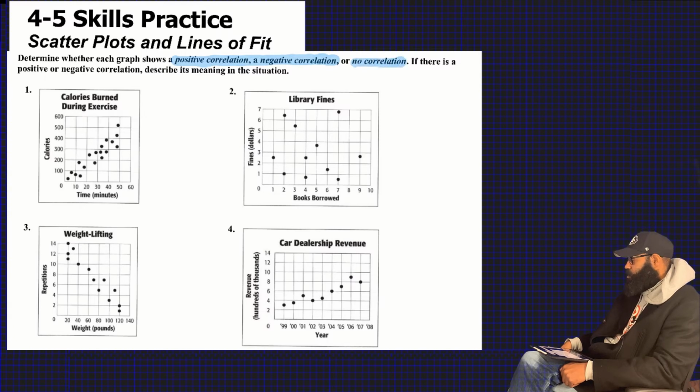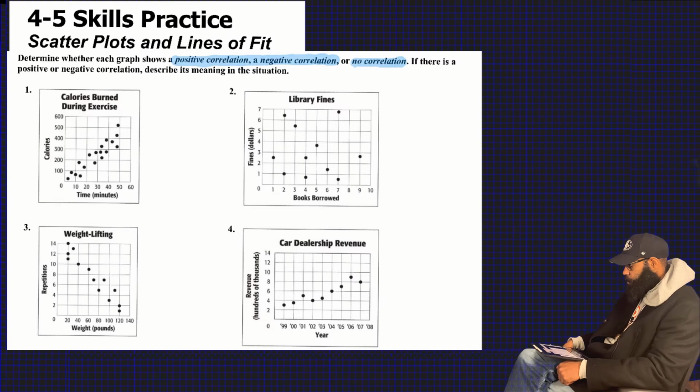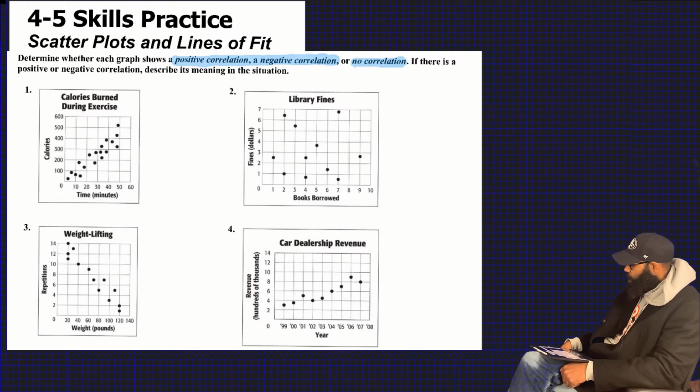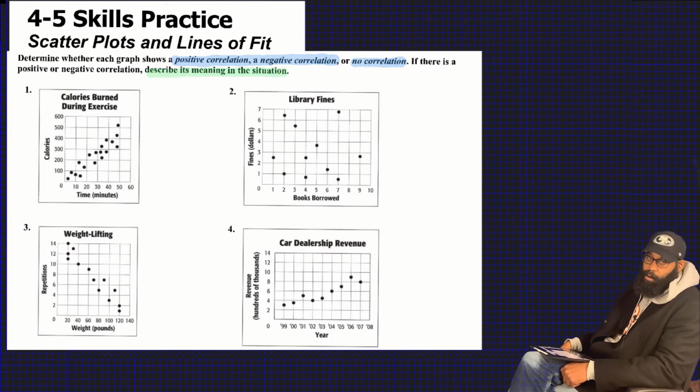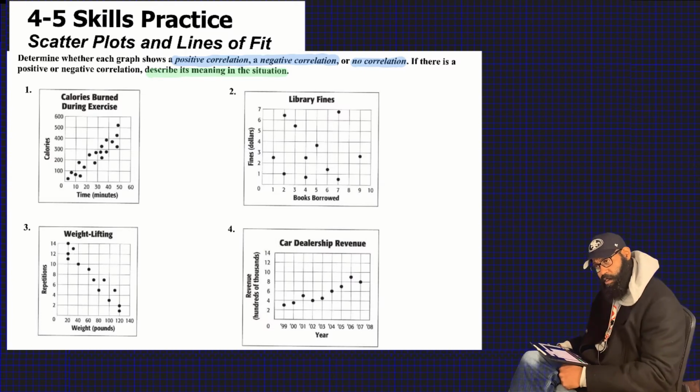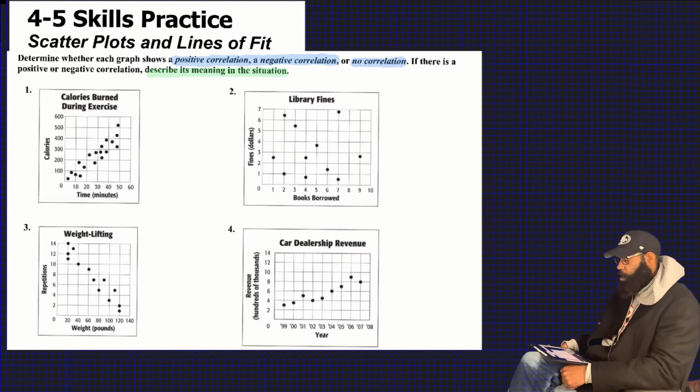So situations, right? Every single one of these graphs is a situation. There's going to be a positive correlation, a negative correlation, or no correlation. So describe its meaning. If you don't do that, you didn't do it right. You can't just write positive correlation and expect to get credit. Or depending on your teacher, maybe you will.